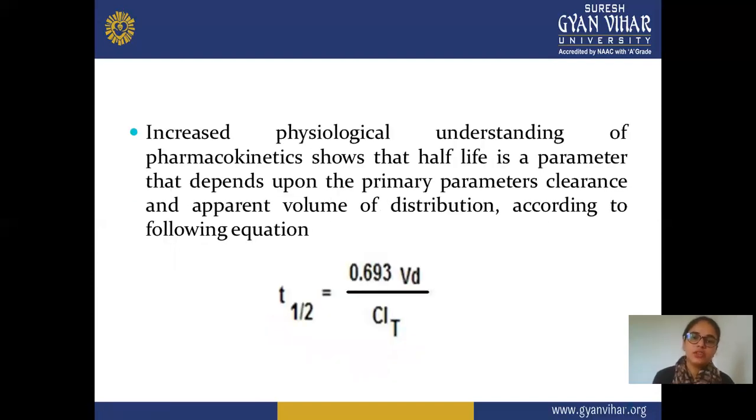Next is the increased physiological understanding of pharmacokinetics: half-life is a parameter that depends on the primary parameters, clearance and apparent volume of distribution. According to this equation, we simplify it to represent the physiological condition of pharmacokinetics. So T half is equal to 0.693 times the volume of distribution divided by total clearance, that is, CLT.